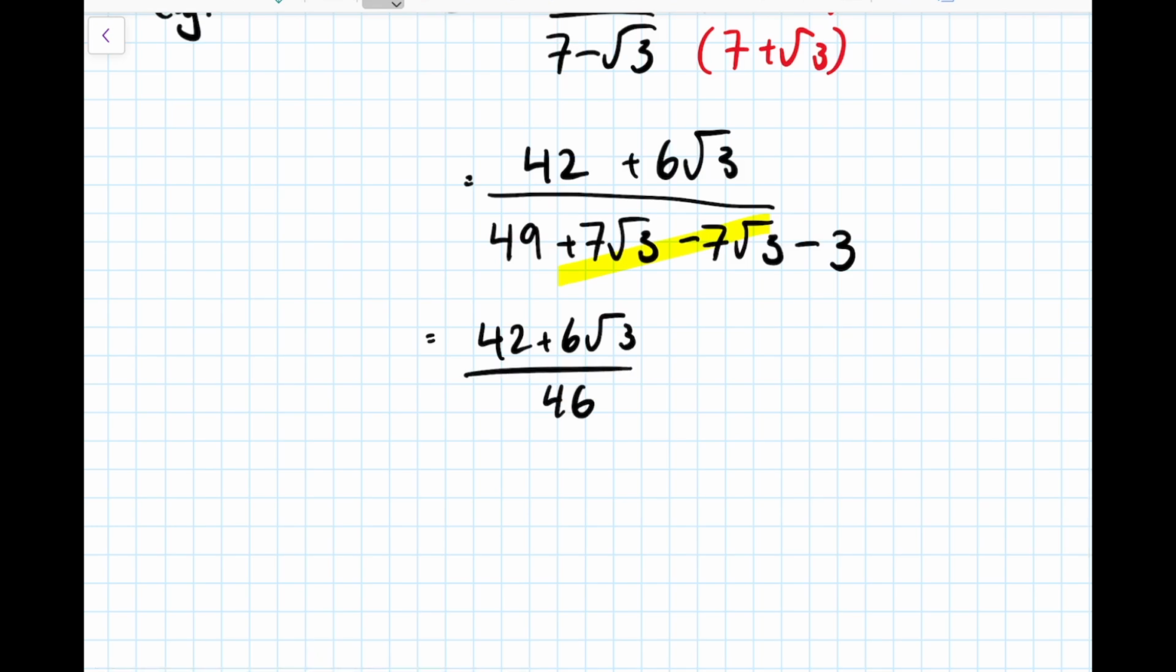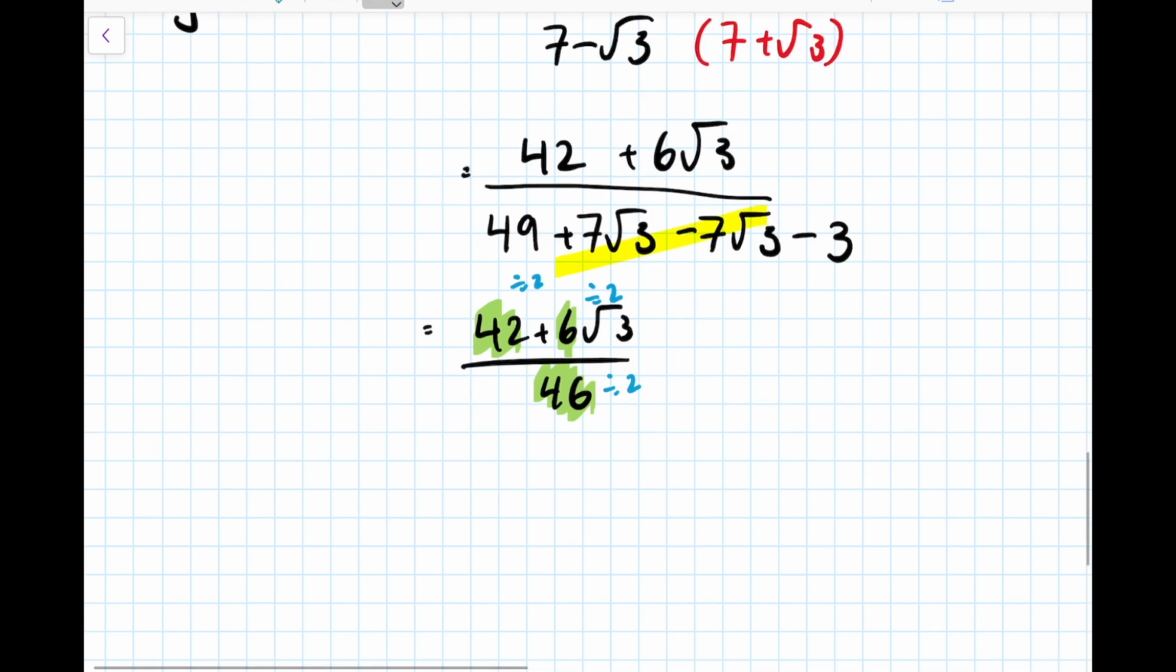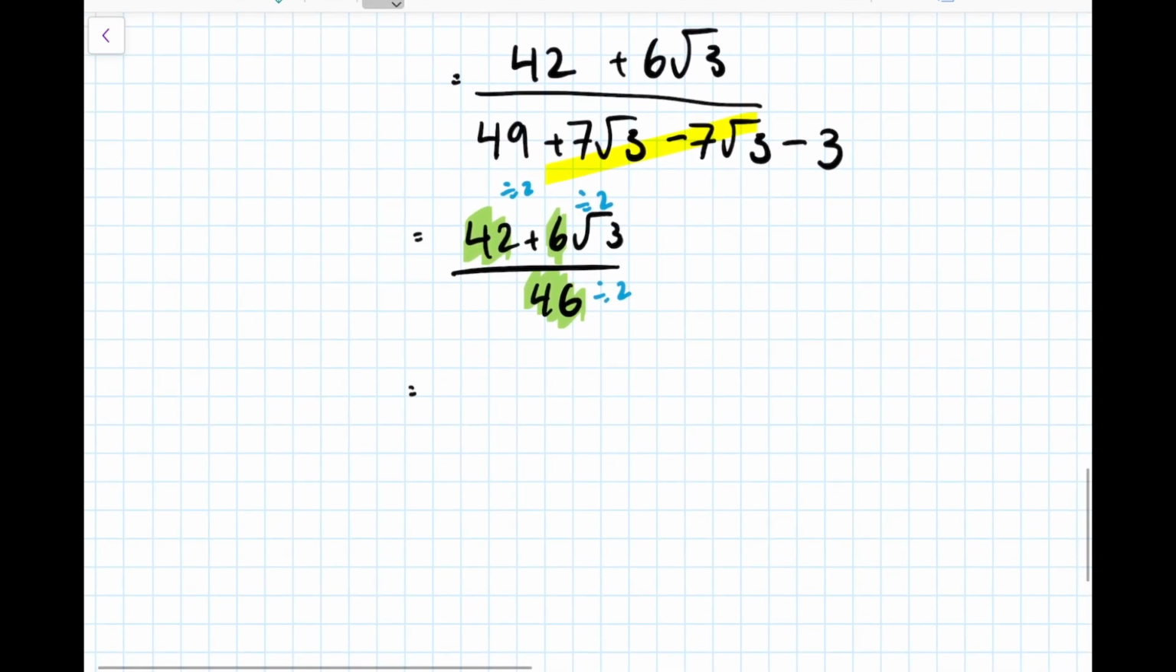And so in the last video, I talked about what you can and cannot simplify. So in this case, because all 3 of our things outside of the root, our 42, our 6, and our 46, are divisible by 2, I can divide everything by 2 here. I don't care about the 3, it's inside of a radical, so that one doesn't matter. So if I divide everything by 2, I'm going to end up with 21 plus 3 root 3 over 23. And that's as simplified as this one is going to get. It's fully rationalized, and it's fully reduced.